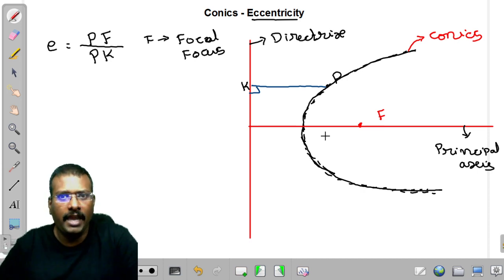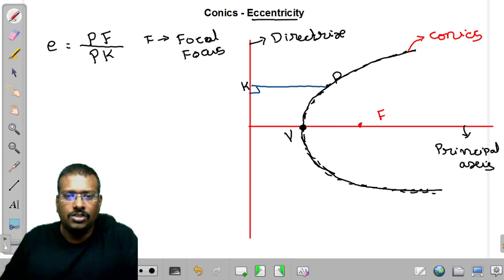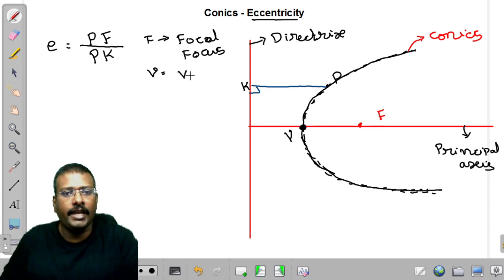And what is the principal axis? The line which is perpendicular to the directrix and passing through the fixed point or focus is considered the principal axis. And what about the other elements? The point where the conic touches the principal axis is considered V. What is V here? It is considered the vertex.